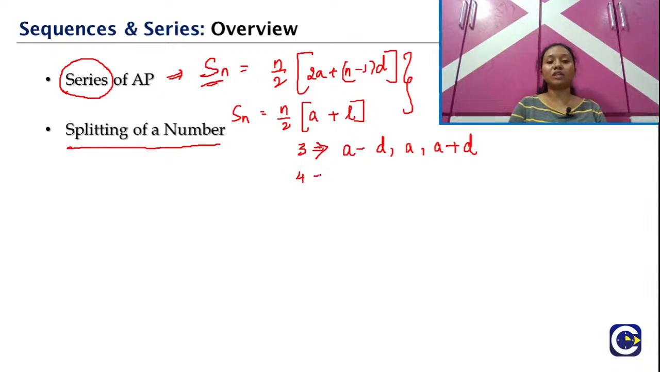So what will be the terms when we have to split the number into 4 terms? Can anyone please let me know? What will be the terms here if we want to split a number into 4 different parts such that those numbers must be in an AP? Okay, Saryu and Ridhishri are here. Can you guys let me know? Just in our previous class, we have discussed this concept, guys.